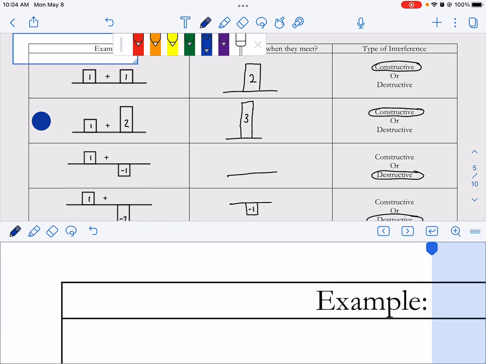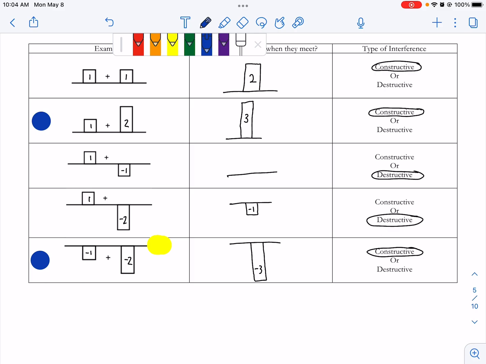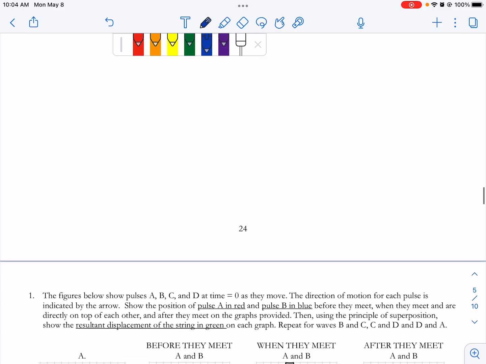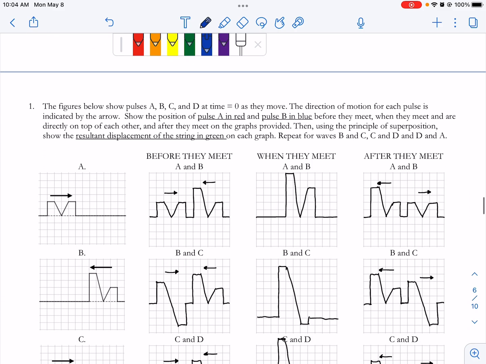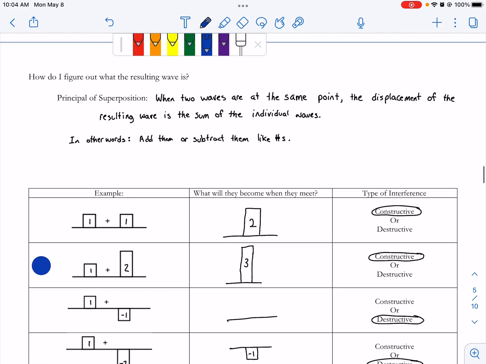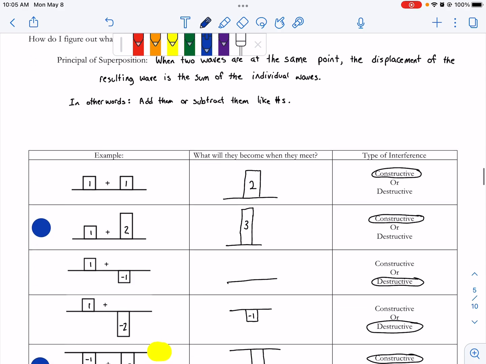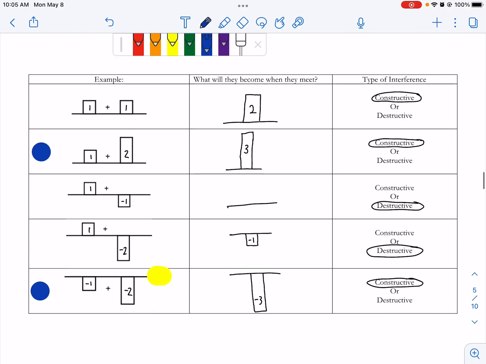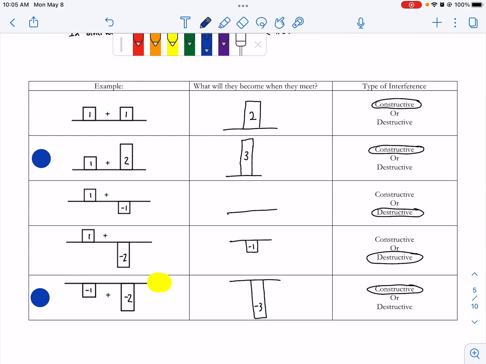So in your packet up next, you'll have some practice to try. These are actually kind of fun, where you have to put those waves together and see what they meet. There is a website linked in Schoology for you to play with, so that you can actually try those and watch them come together and pass each other up. It's really entertaining to watch waves interfere with each other.